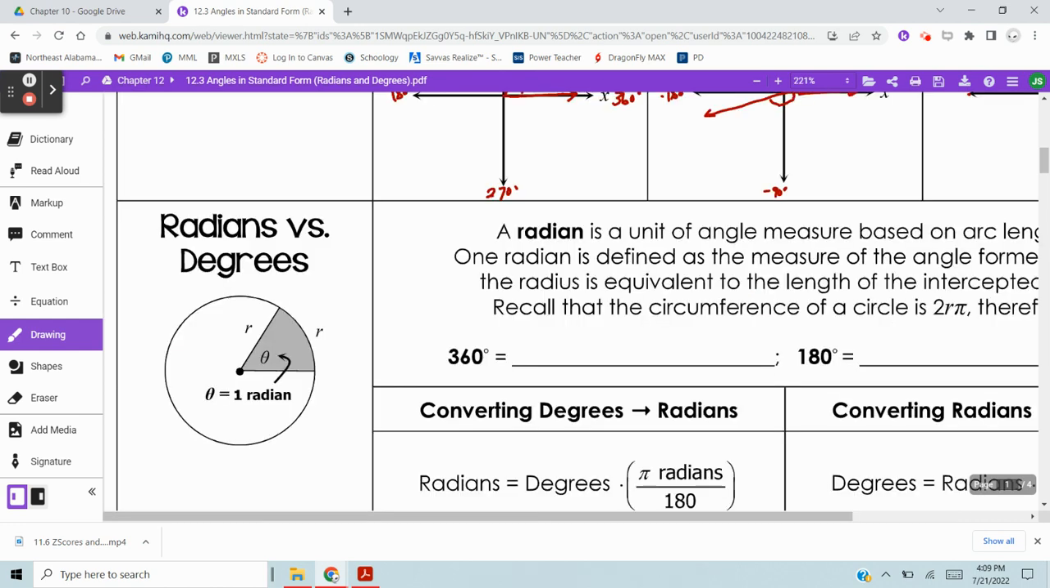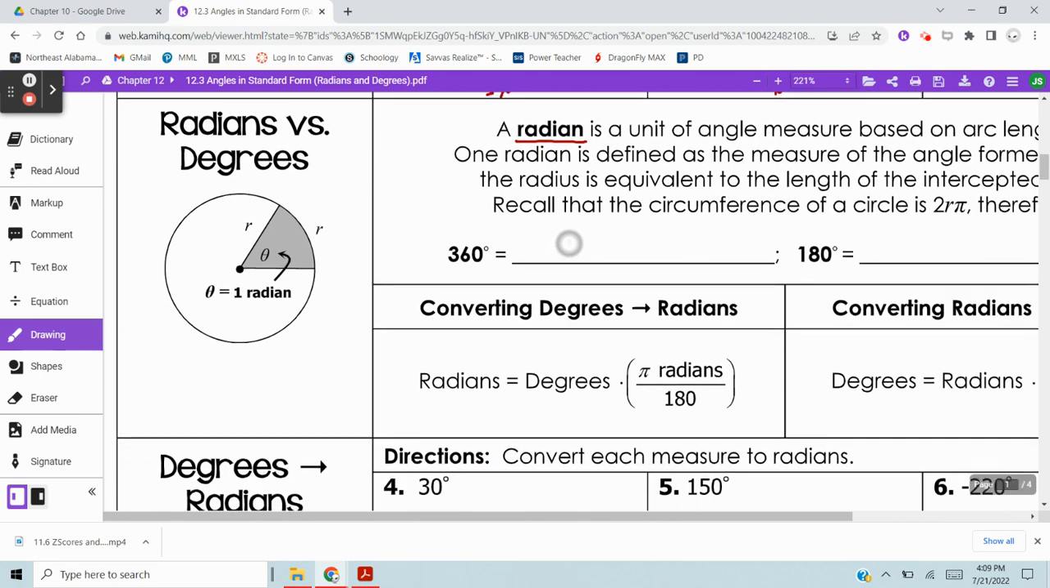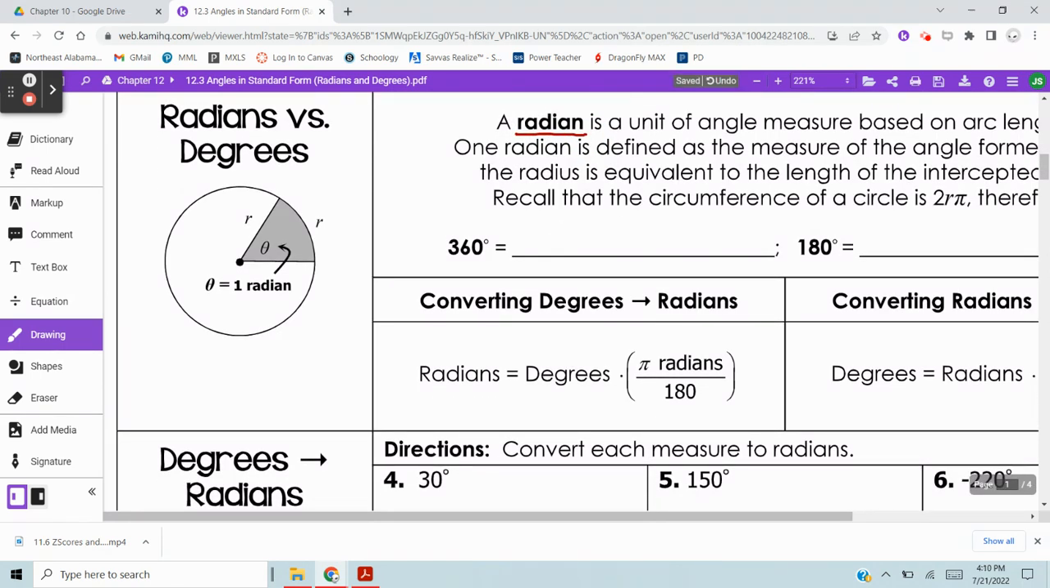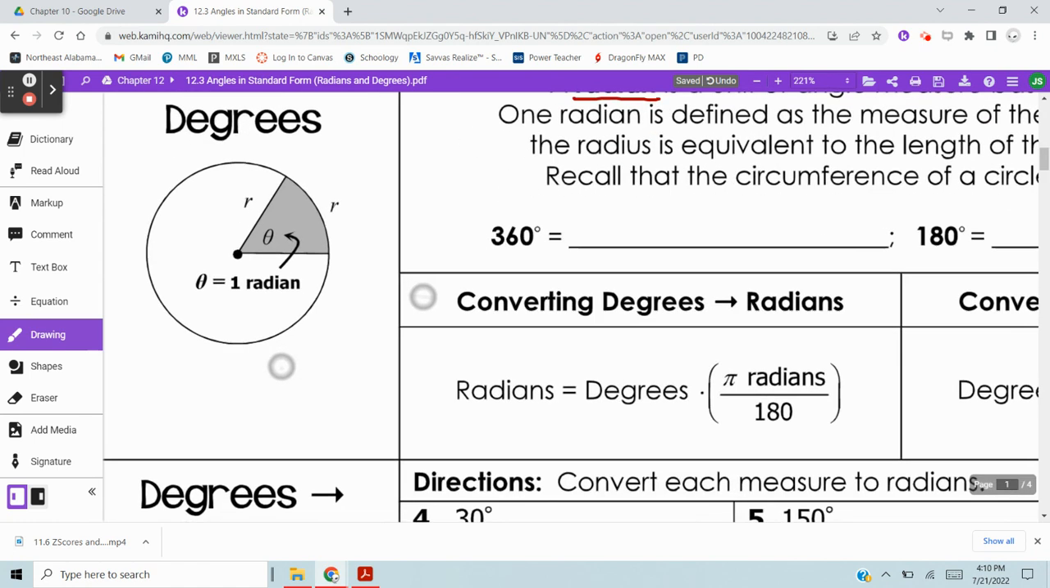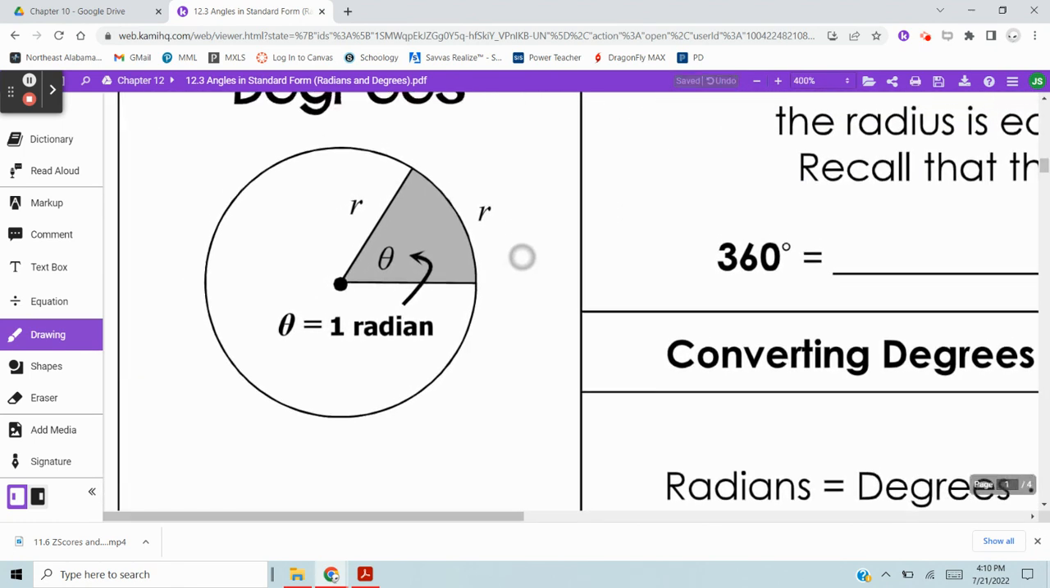Okay, next up we're going to talk about another way of measuring angles. Up to this point, we've always measured our angles in degrees, but there is another unit of measurement. It's called a radian. Now, let me define what a radian actually is. And they've got this nice drawing here that I can use to define that. A radian would be, okay, we all know that this is a radius in a circle.